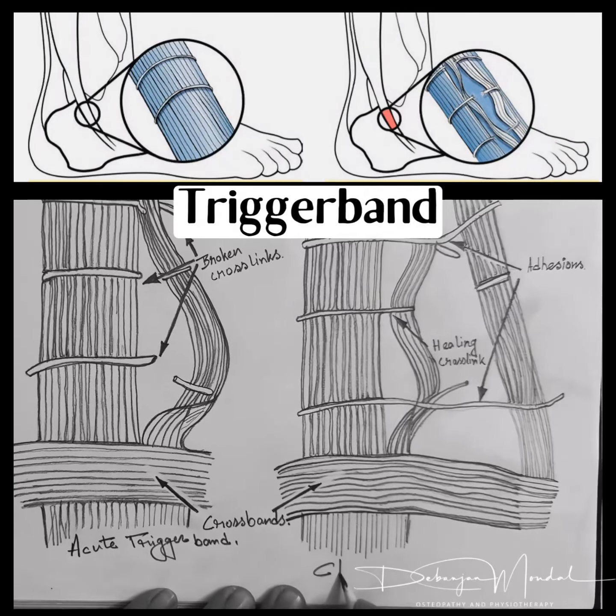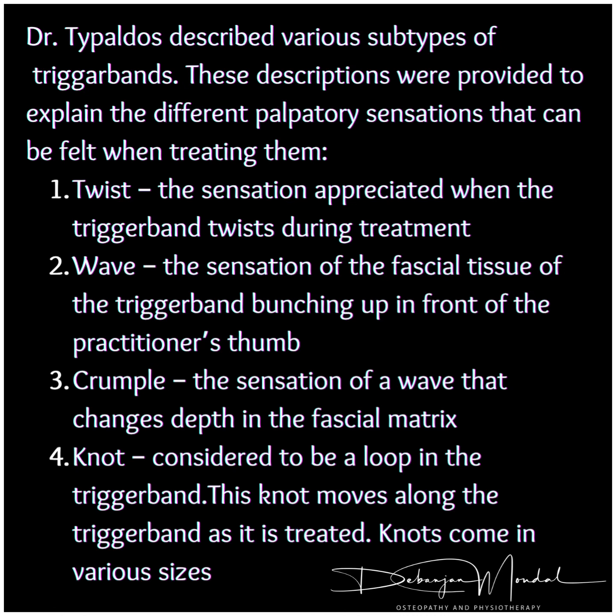Dr. Typaldos described various subtypes of trigger band like twist-like trigger band, wave-like trigger band, crumple-like trigger band, and knot-like trigger band. Diagnosis of a trigger band. The diagnosis of a trigger band is primarily based on the patient's verbal description of pain and their body language.